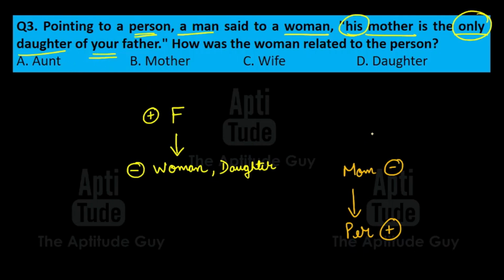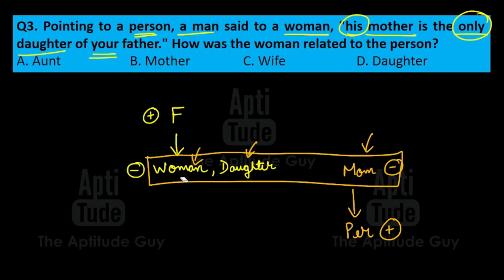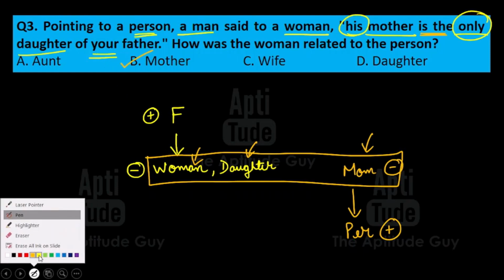Okay. Now, his mother is the only daughter. So, his mother, this lady, is who? Is the daughter. And who is this daughter? The daughter is the woman. So, all these people are the same person. The woman is the daughter, the woman is the mother also. That is what joins all of this. So, how was the woman related to the person? The woman, who is the daughter, who is also the mother of the person. So, the answer is option B, that is mother.